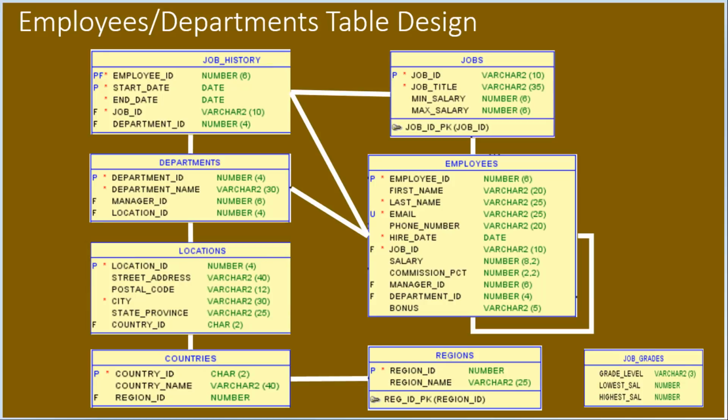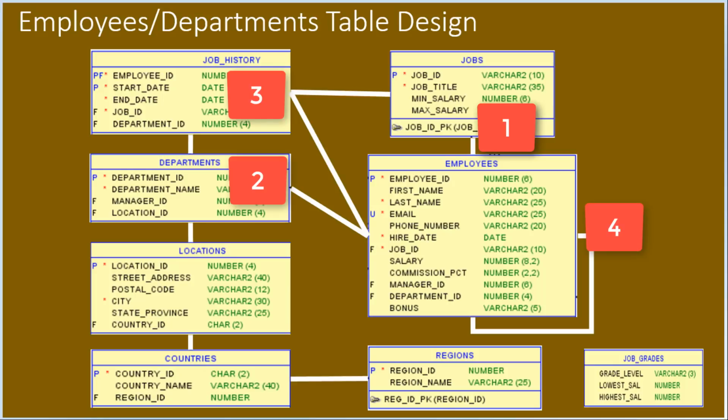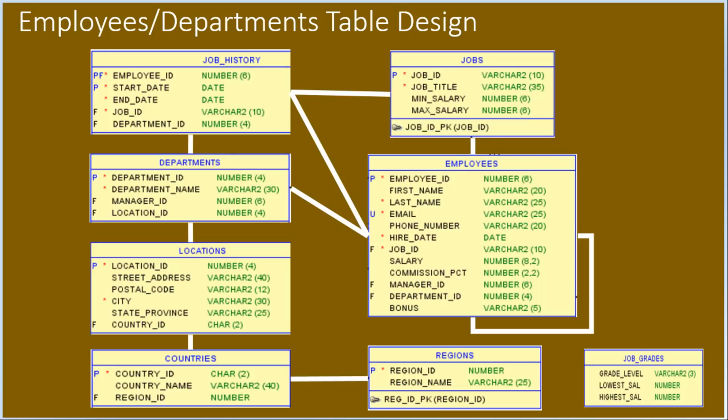Now look at the employees again. It is related to how many tables? Employees is related to 4 tables. Again, to jobs through job ID, to departments through department ID, to job history through employee ID, and to itself through manager ID and employee ID. Let's not complicate things and just understand how join works.